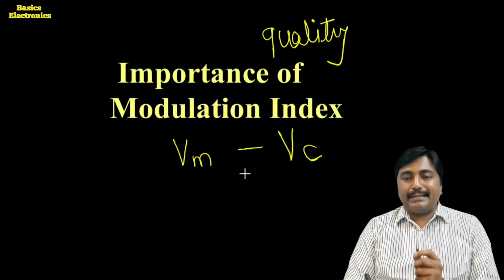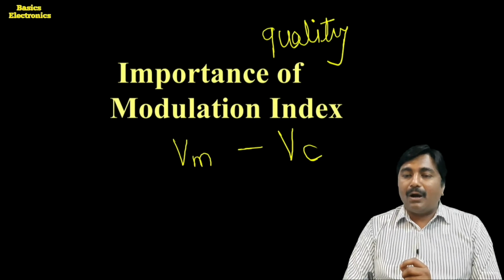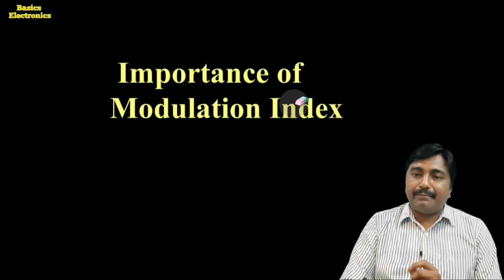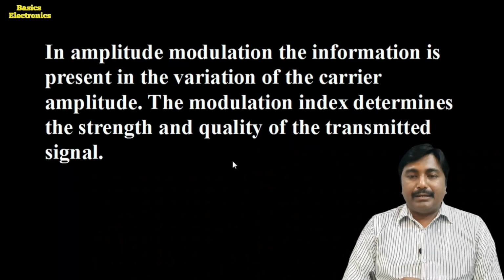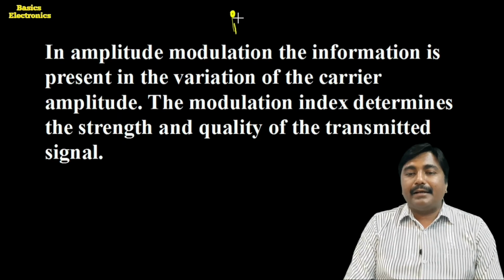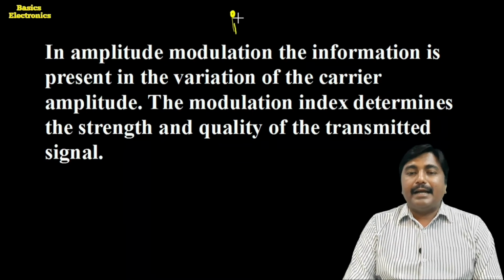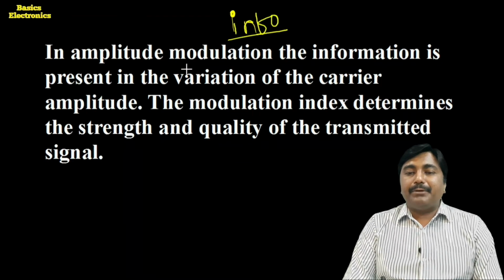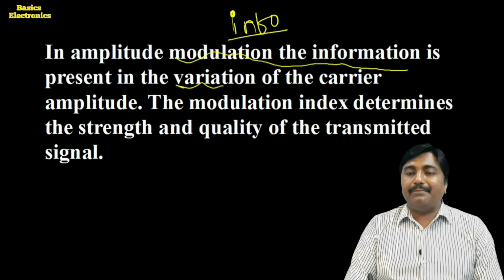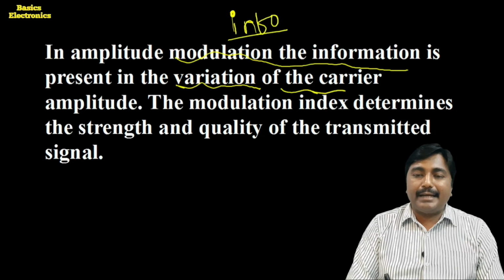So therefore here it is necessary to see the effect of the modulation index on the quality of the signal, or we can say the output modulated wave. As in amplitude modulation, the information is important. The information we transmit, we call the modulating signal, and we had seen that in amplitude modulation the information is present in the variation of the carrier signal.